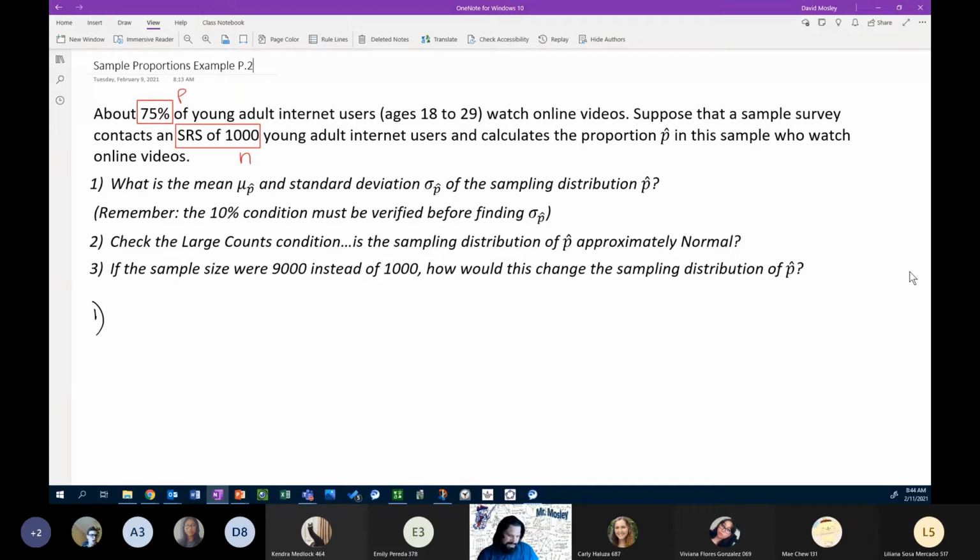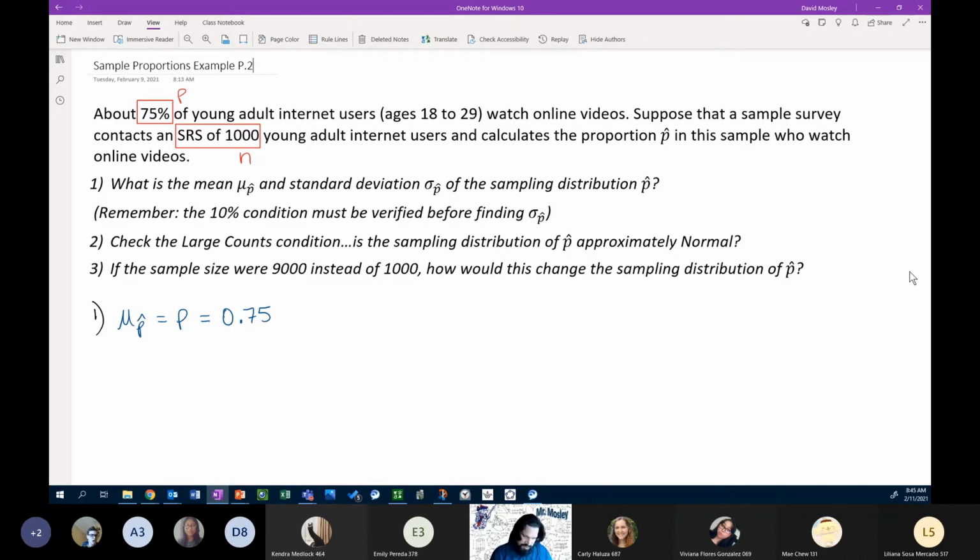Question 1, what is the mean and standard deviation of the sampling distribution? Well, our new rule says that the mean of p hat is equal to p, which is equal to 0.75. That's it. We're done calculating the mean of the sampling distribution of the sample proportions.